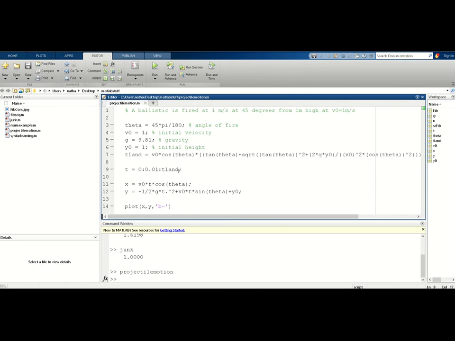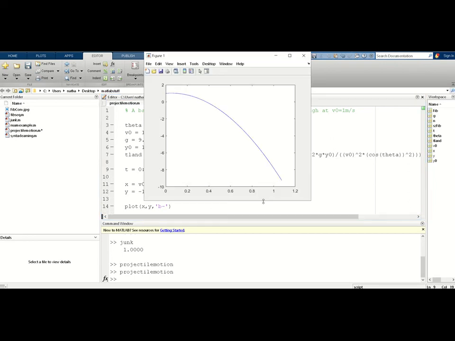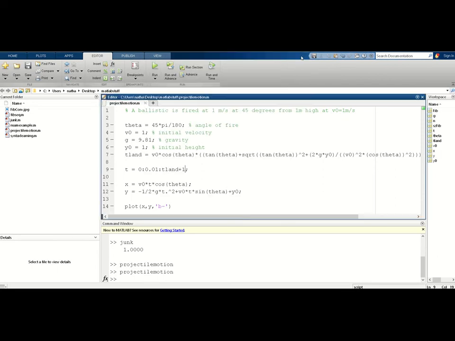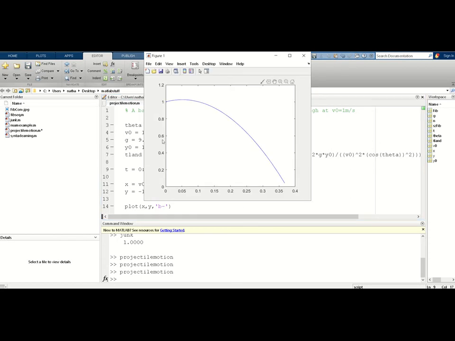Can we go to T-land plus 1? Oops. Or is that too weird? Oh, we went way too far. No, that was a bad idea. All right. Because we're missing just like 1/10 of a second, I think.